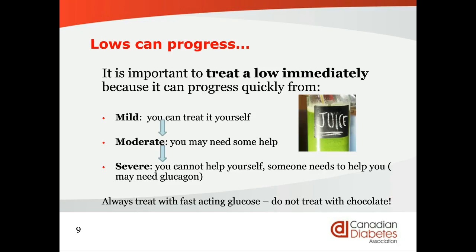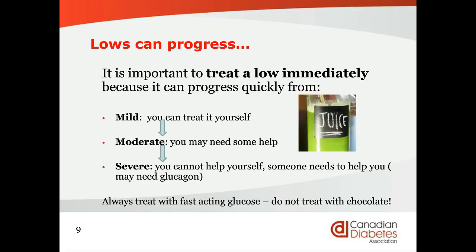It is so important to treat a low immediately because it can progress very quickly from a mild low where you can treat it yourself to a moderate low where you may need some help. So the person can still speak to you, but they feel they're a little dizzy and they feel unsteady on their feet and they're not very comfortable going to get some juice or glucose tablets. And of course, if it's not treated immediately, you can also progress to a severe low where you cannot help yourself and someone needs to help you. In many cases, you may need glucagon. And I'll talk about that a little later.